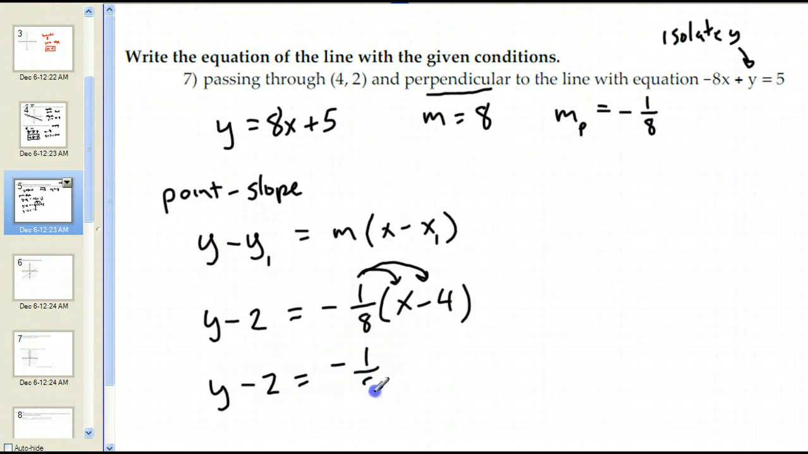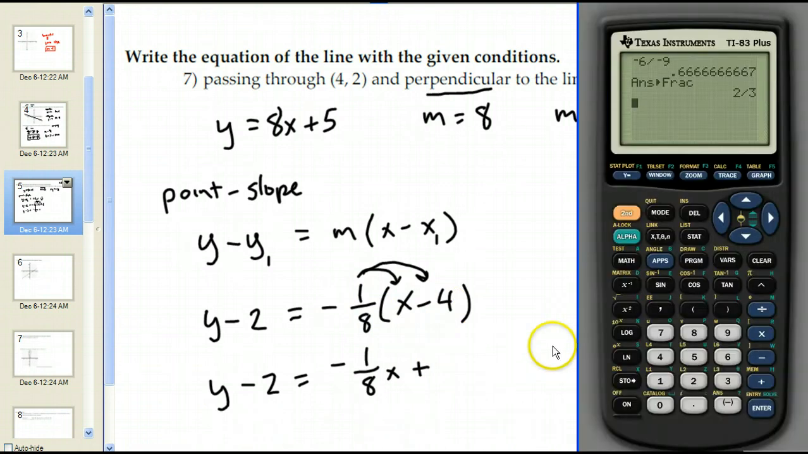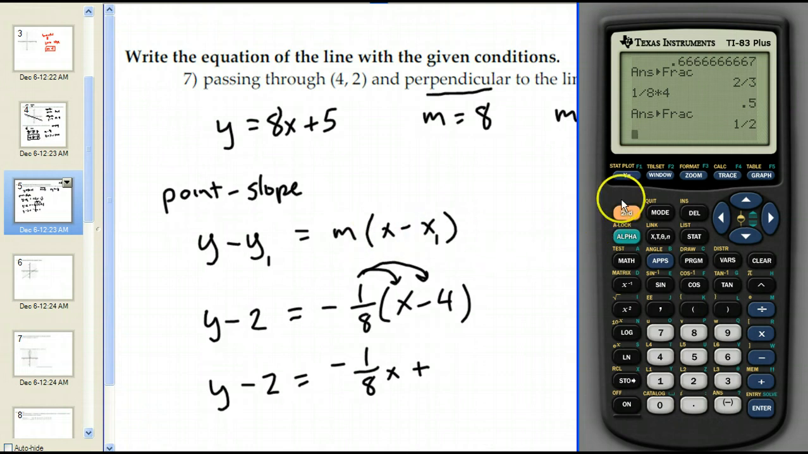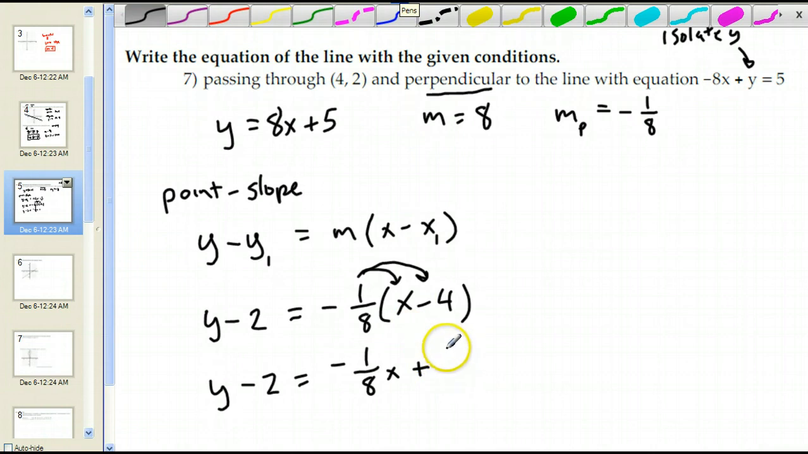So negative 1/8 x, a negative times a negative is a positive. 1/8 of 4, again, you should be able to do that in your head, but if not, go to your calculator. 1/8 times 4 is, I'm sorry, 1/2. 0.5 is a decimal, but since we have 1/8, a fraction for the slope, we want a fraction for the constant part too. So use your fraction feature if you're not comfortable with changing decimals to fractions, but again, that's 1/2 and 0.5. That should be something that we know already.